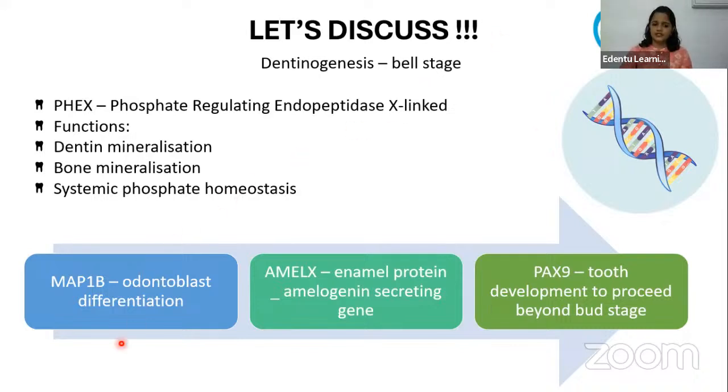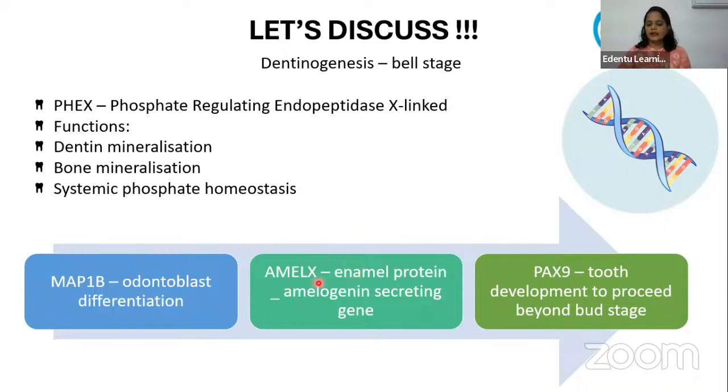Now let's look at the other gene. This MAP1B gene is also involved in the tooth formation process, but it mainly helps in odontoblast differentiation. Since they had particularly asked which gene is contributing to dentine mineralization, we choose PHEX. If they had asked vaguely which genes help in tooth formation, then we could also include the MAP1B gene, but it only does odontoblast differentiation.